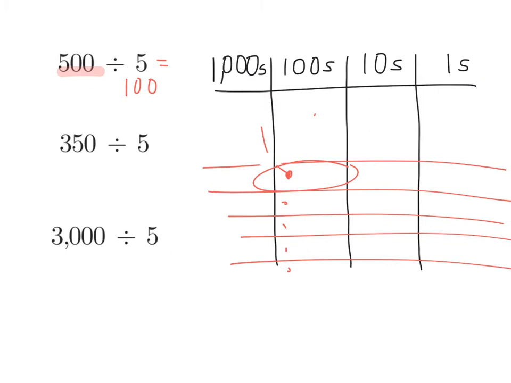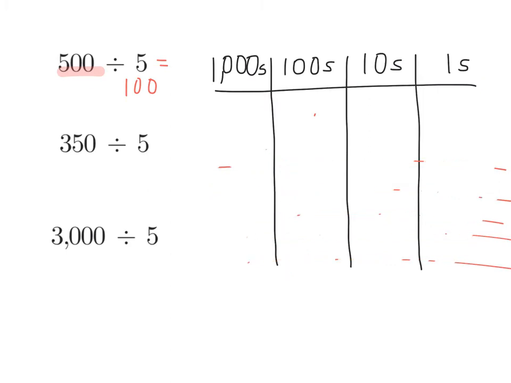Let me go ahead and erase this work so that we can try it again. Okay, this time our whole is 350. So that's 3 hundreds, and 5 tens: 1, 2, 3, 4, 5. We're still trying to divide it into 5 equal groups.